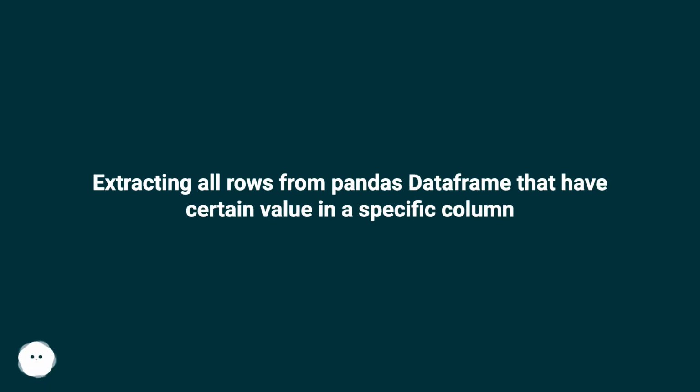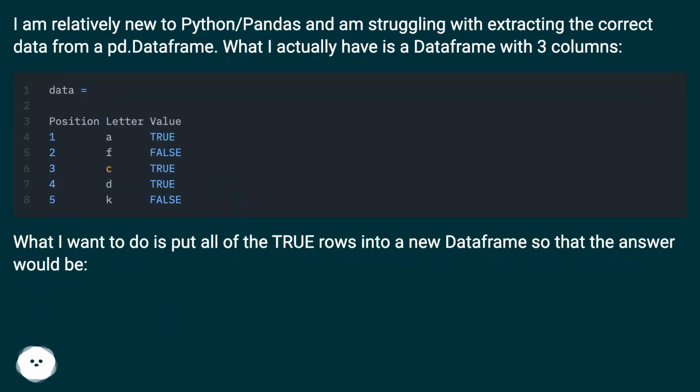Extracting all rows from Pandas data frame that have certain value in a specific column. I am relatively new to Python Pandas and am struggling with extracting the correct data from a PD data frame. What I actually have is a data frame with 3 columns.